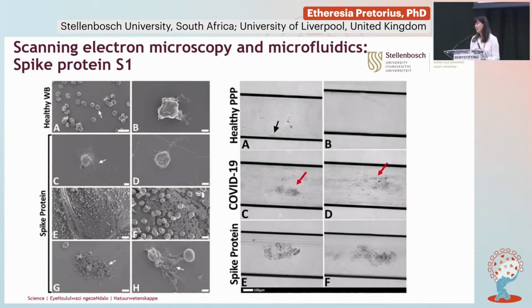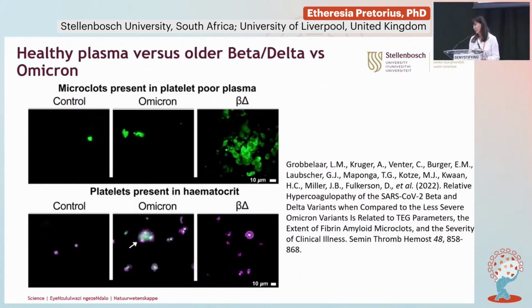And here's just some other work from that publication where you could see how the platelets were significantly clumped together, hyperactivated, binding to red blood cells was seen. And we also did a microfluidics analysis where we compared healthy plasma at the top, you could see it on the right, a COVID example where the clots flow through, and then the top sample exposed to spike protein at the bottom, we could induce significant microclot formation.